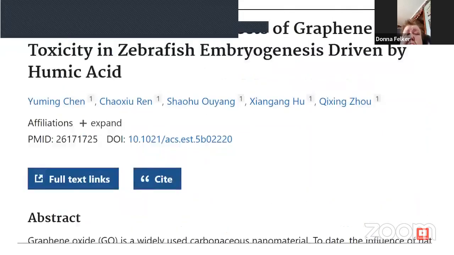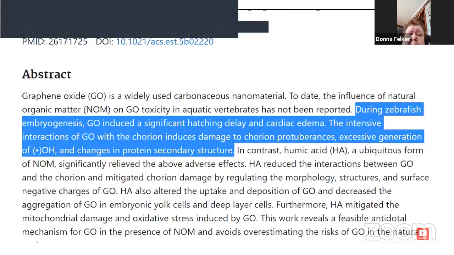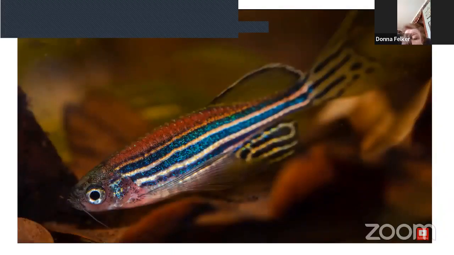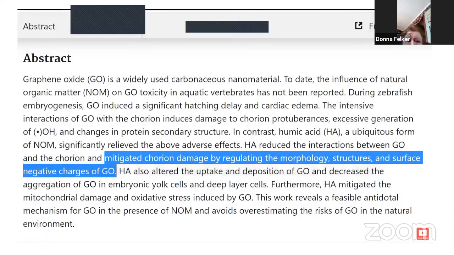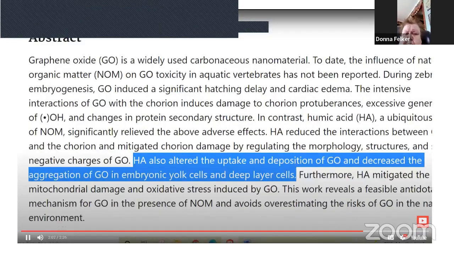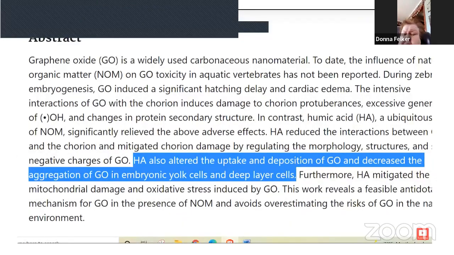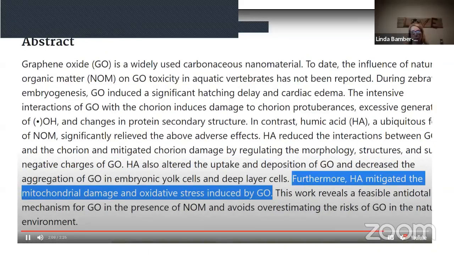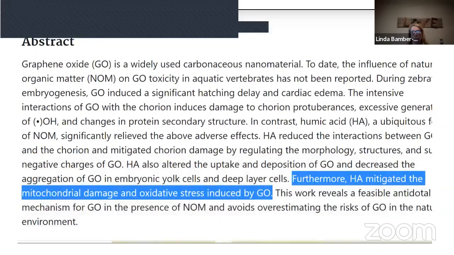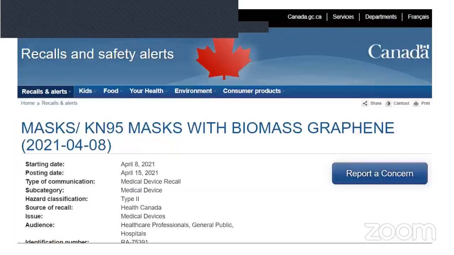And in a third study, they confirmed graphene oxide's toxicity in regard to zebrafish embryos, and found that humic acid decreased the damage, quote, by regulating the morphology, structures, and surface negative charges of GO. Additionally, humic acid decreased the aggregation of GO in embryonic yolk cells and deep layer cells, and mitigated the mitochondrial damage and oxidative stress induced by graphene oxide. This study also cites humic acid as a potential antidote for GO. Now, I have absolutely no idea why you would need to detox from graphene oxide, so let's just chalk this video entirely up to theory. Thank you for watching, and I'll see you in the next one.